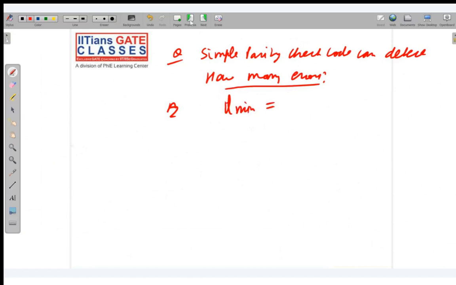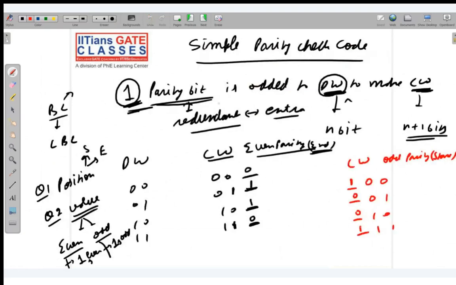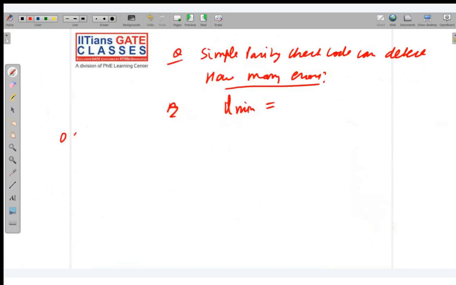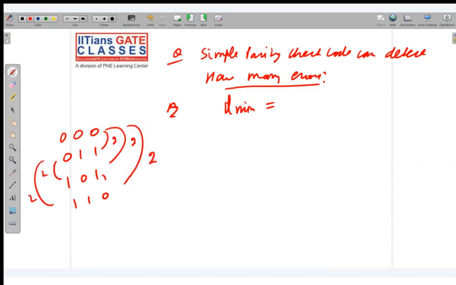So how have we written? Okay, let me write it here. Even parity at the end. 0 1 1 1 0 1, 1 1 0. Now try to find the d-min. I think we have found it already, na? 2 2 2 here, 2 2 and 2. Please try to link; I have already done it. So d-min is coming to be 2.